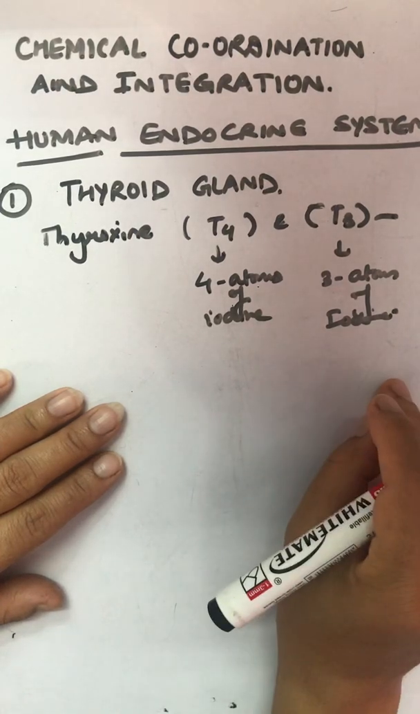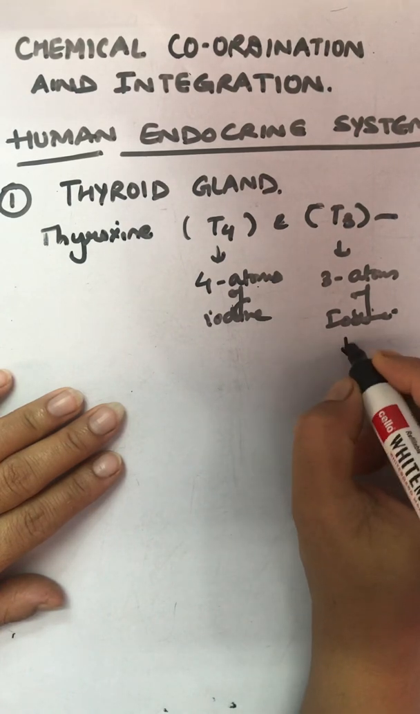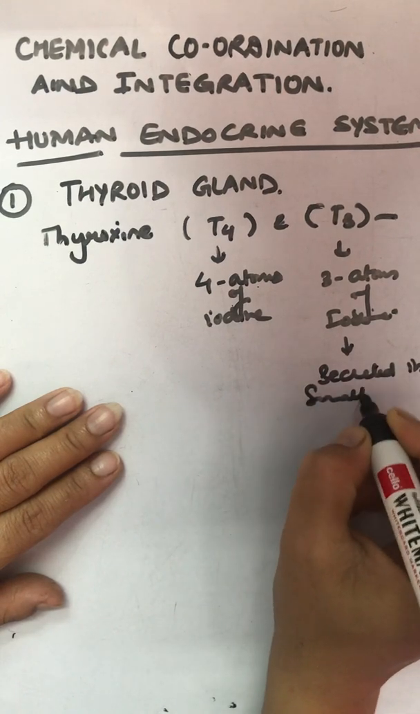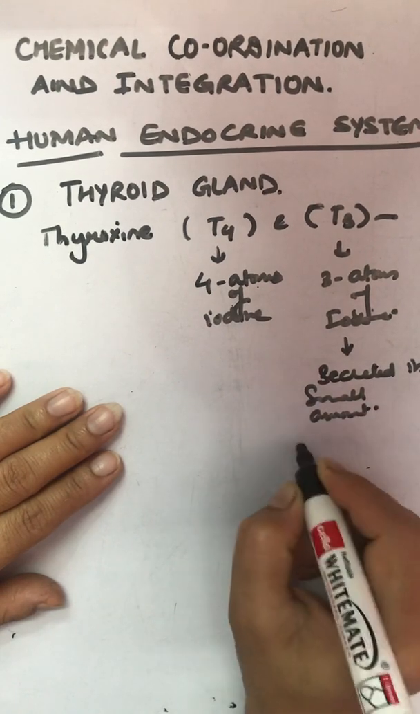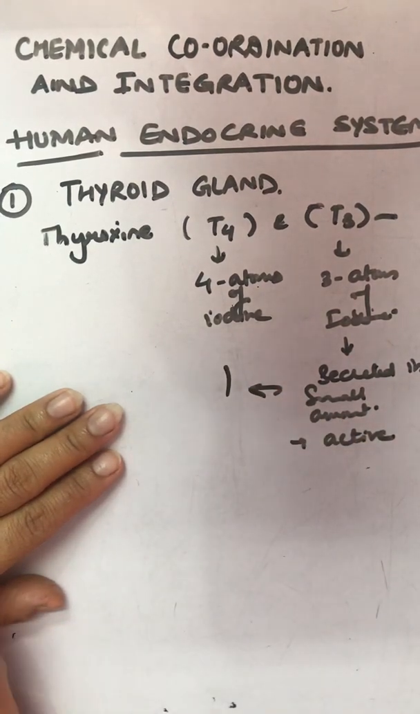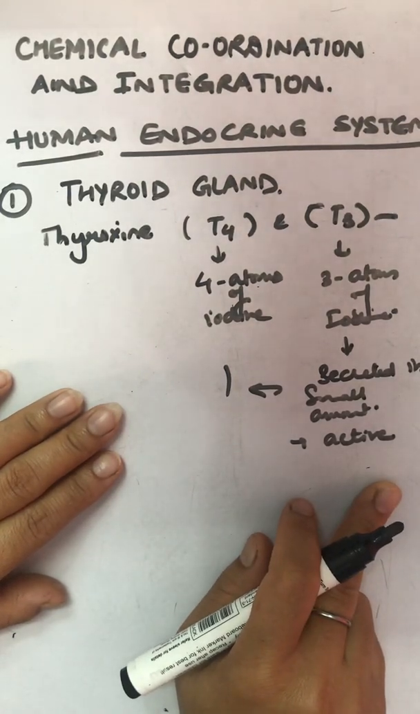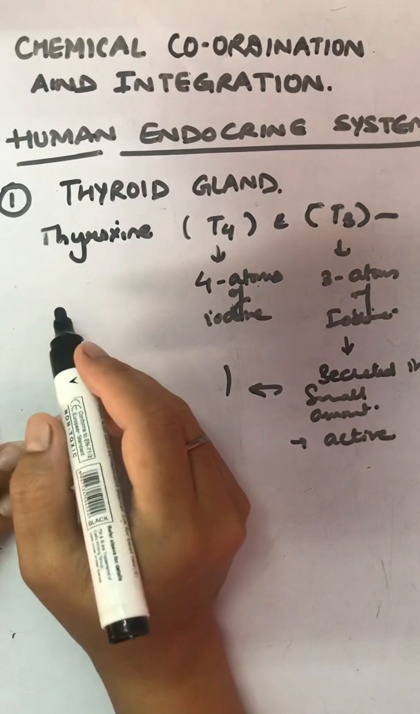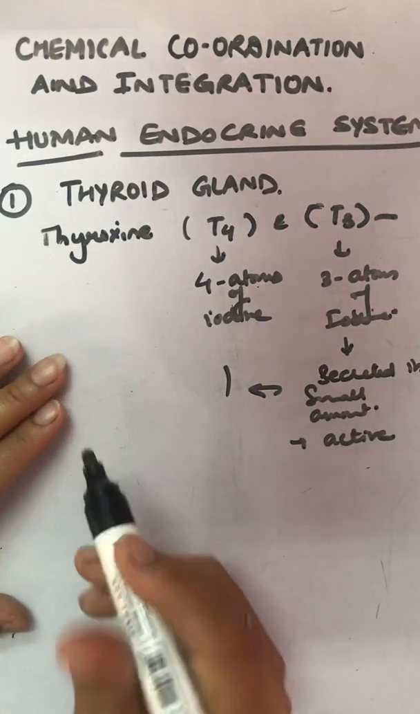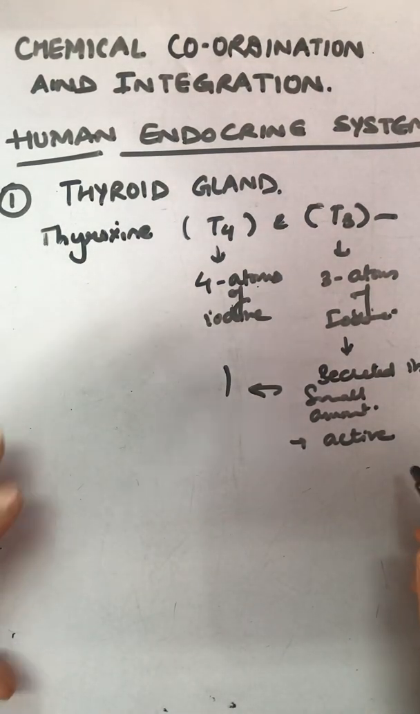T3 is secreted in small amount, but it is very, very active, much more active compared to T4, and they have the similar effect on the target cells. They are considered together as thyroid hormone. TH includes everything. Now, thyroid gland is the only gland that stores this hormone in large quantity.